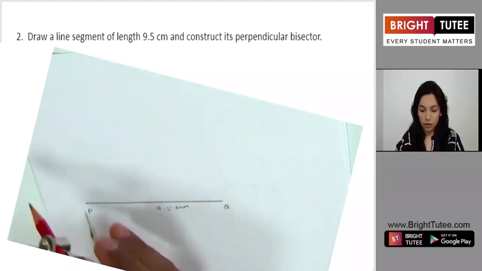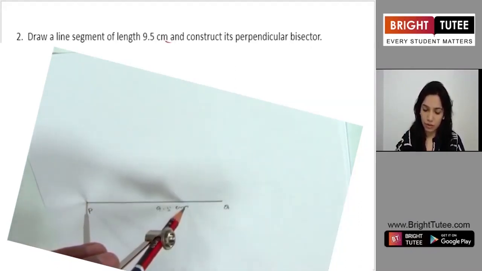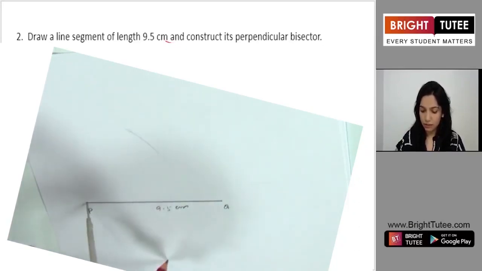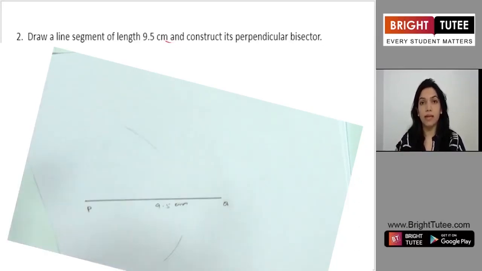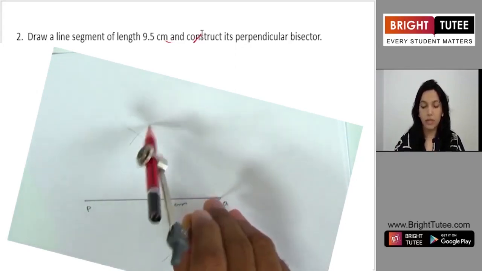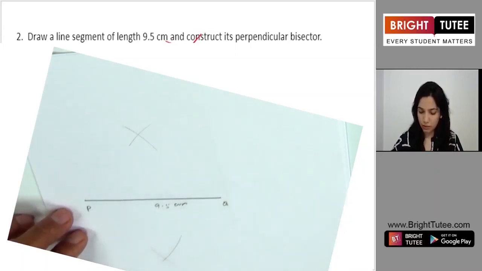Now, keeping the point at P, mark an arc above the line PQ and mark another arc below the line PQ. Using the same opening, don't disturb the opening of your compass. With the same opening, keeping the pointer at Q, mark an arc that cuts the previously drawn arc, and another arc below.